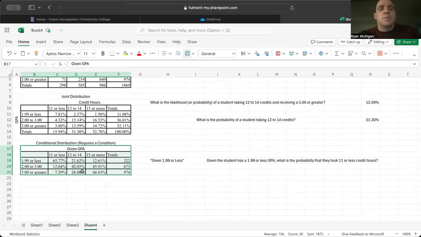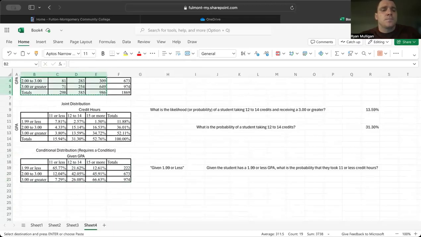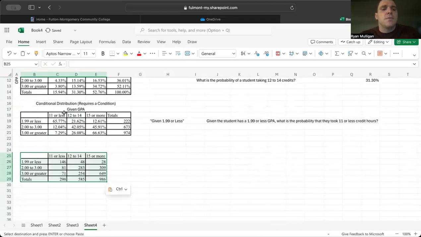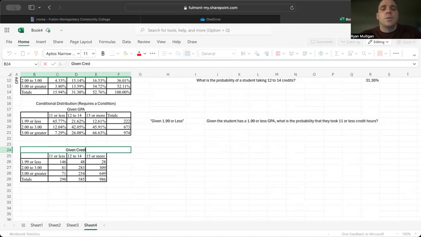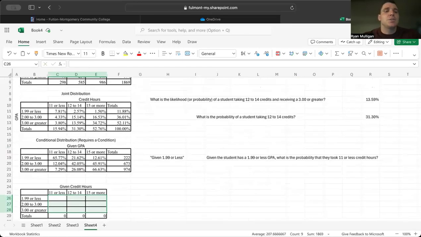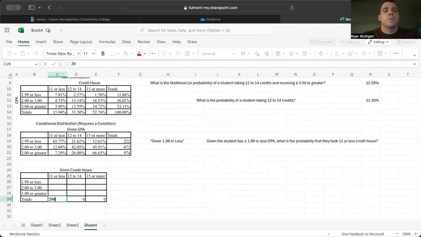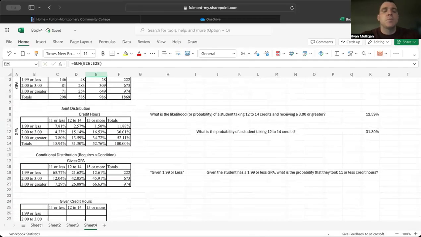I'm going to do the same exact thing, except this time, instead of given GPA, what I want to know is given credit hours. I'm going to create that conditional distribution and notice which margin I got rid of. I got rid of the margin on the right-hand side because those totals aren't my conditional anymore. My condition is now based off of the bottom row, which represents the totals for each number of credit hours.